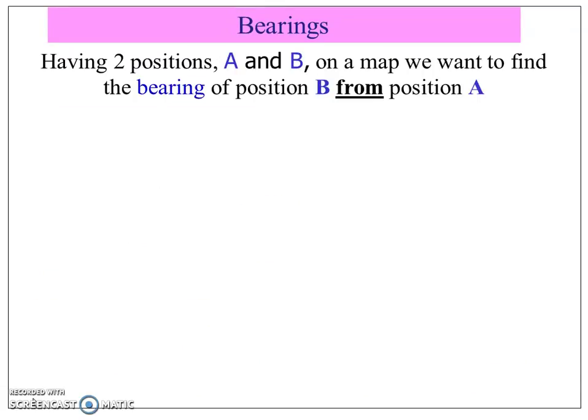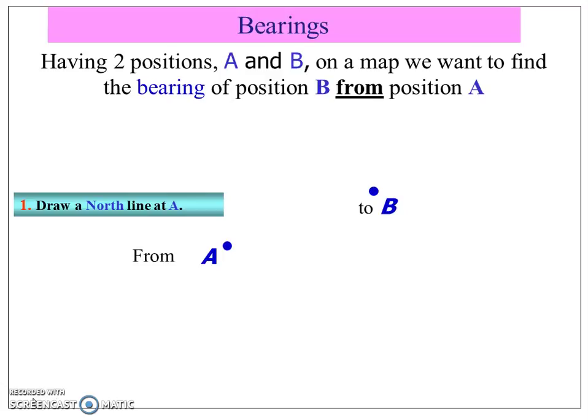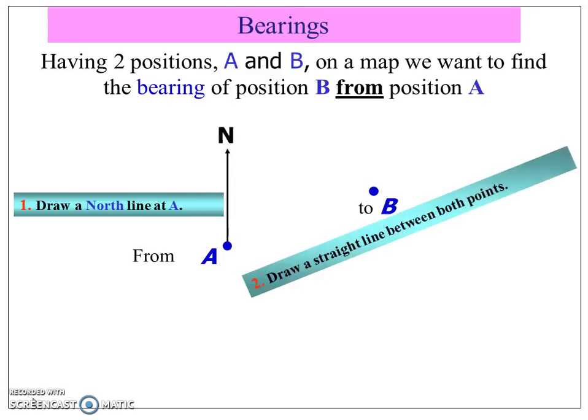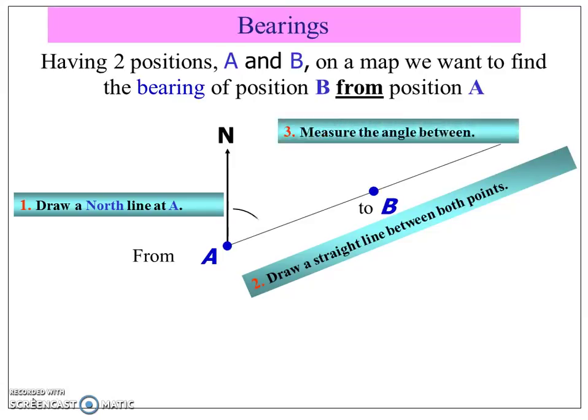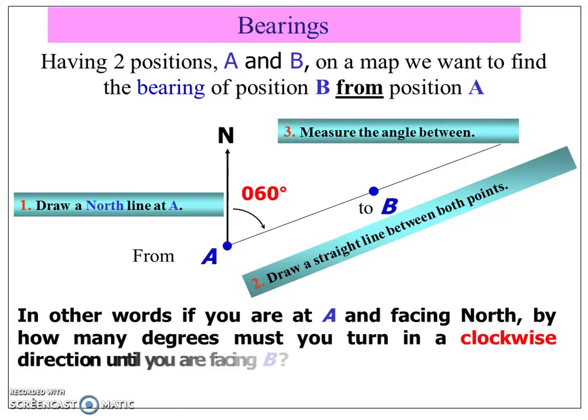Having 2 positions A and B on a map, we want to find the bearing of position B from position A. We draw a north line at A. We draw a straight line between both points, and we measure the angle between. So in other words, if you are at position A facing north, by how many degrees must you turn in a clockwise direction until you are facing B?